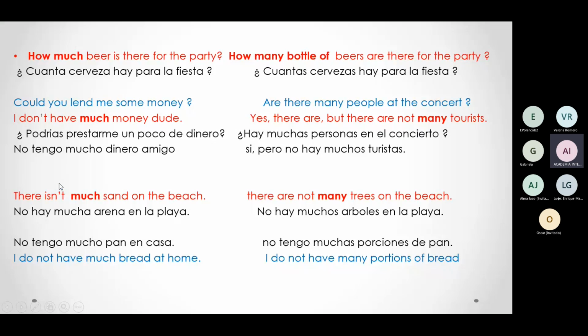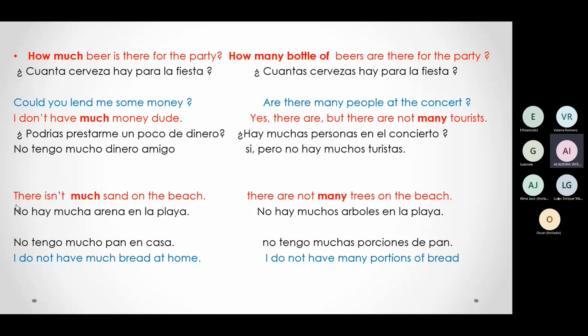Okay, I want you to help me reading this one. I volunteer. Can you help me out reading this one? Hi, teacher. Okay, go ahead. There isn't much sand on the beach. Okay, there isn't much sand on the beach.